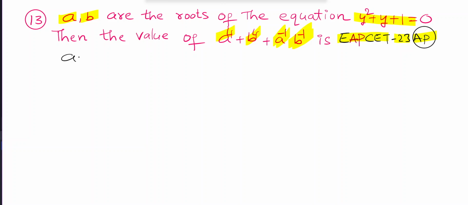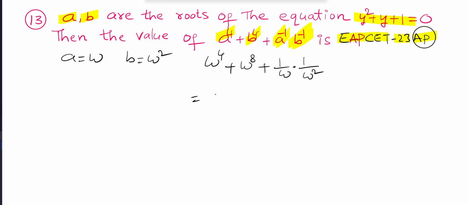That means a = ω and b = ω², the cube roots of unity. Substituting in it, a⁴ is ω⁴, b⁴ is (ω²)⁴, which is ω⁸, a⁻¹ that is 1/a is 1/ω, and b⁻¹ that is 1/b is 1/ω².